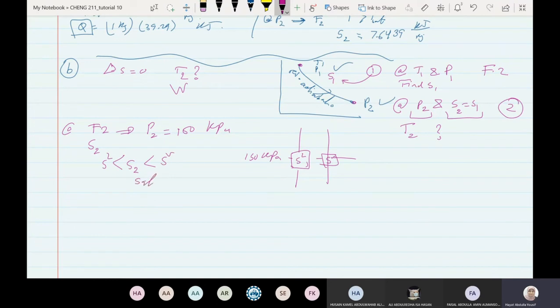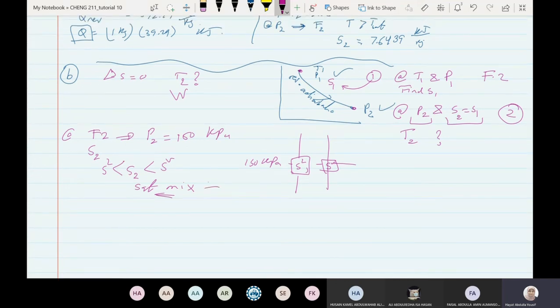If this is the case, then it is a saturated mixture, and I will repeat: once you have discovered that it is a saturated mixture, it should always come to your mind that X is supposed to be calculated. Because if you did not calculate X, you cannot determine any other property. And what is the property we are looking for here? We are looking for the temperature and we are looking for the work.